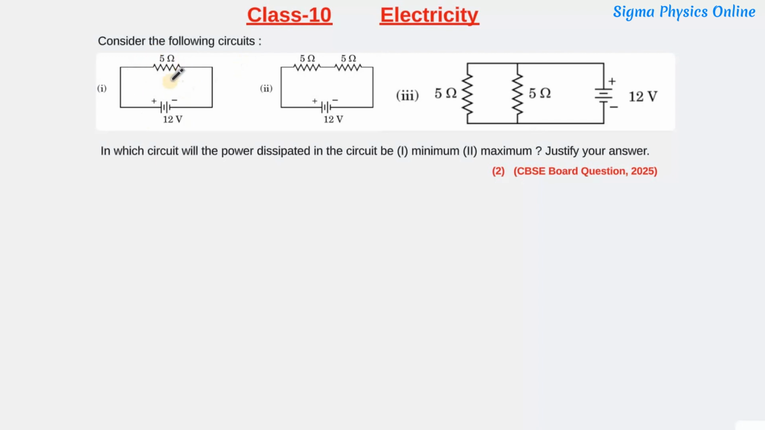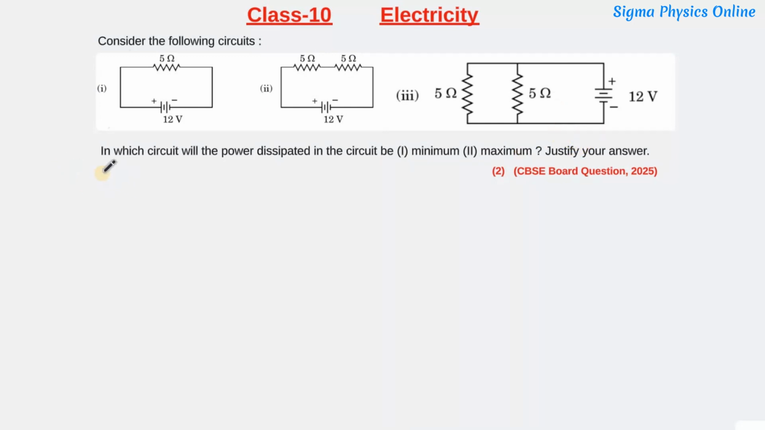In the first circuit we have a single resistor of 5 ohm connected to a 12 volt supply. In the second circuit, we have two 5 ohm resistors connected in series to a 12 volt potential difference. In the third circuit, we have two 5 ohm resistors connected in parallel to the same 12 volt potential difference. So we'll have to find out the power dissipated in each of the cases, and then we'll find out which is the minimum and which is the maximum power dissipation.